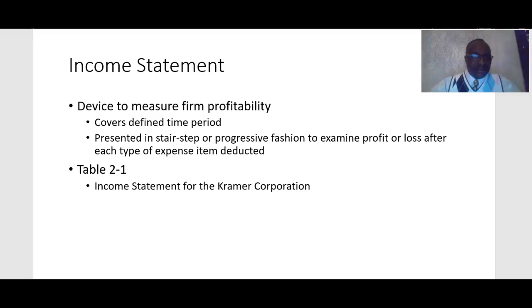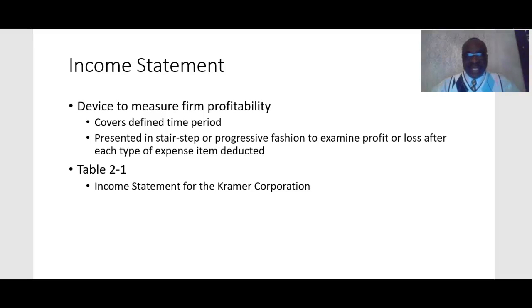Income statement, device to measure firm profitability. It covers a time period. It may be from January 1 to December 31, or it may be from 1st of June to the 31st of May of the following year. It always covers a given period.